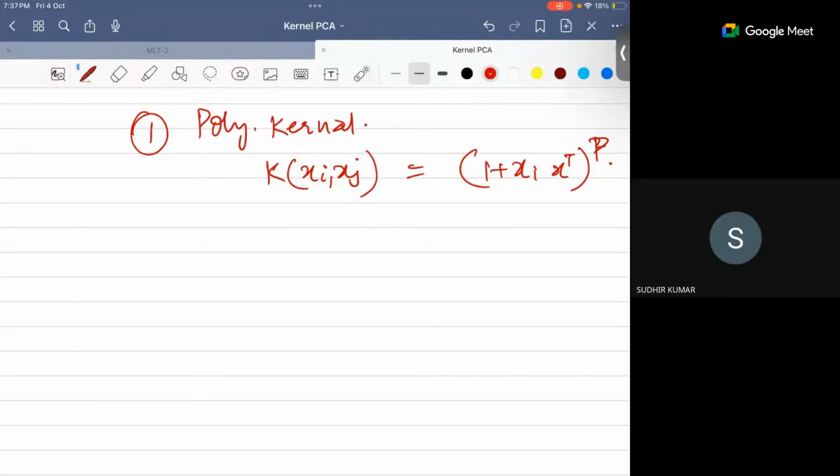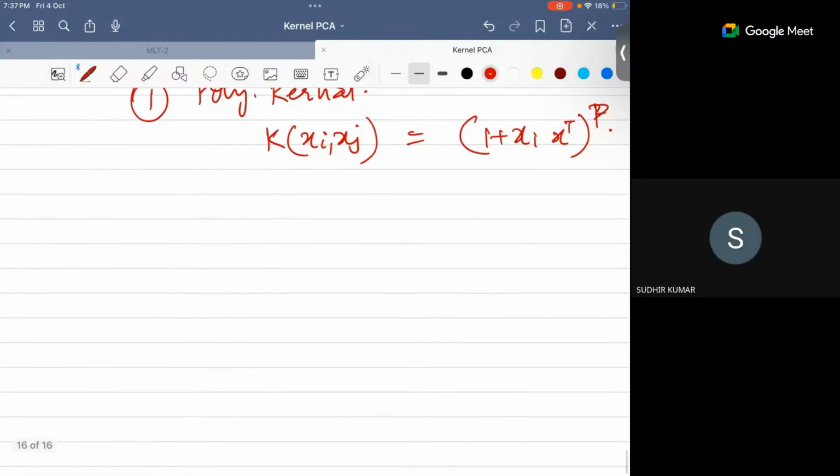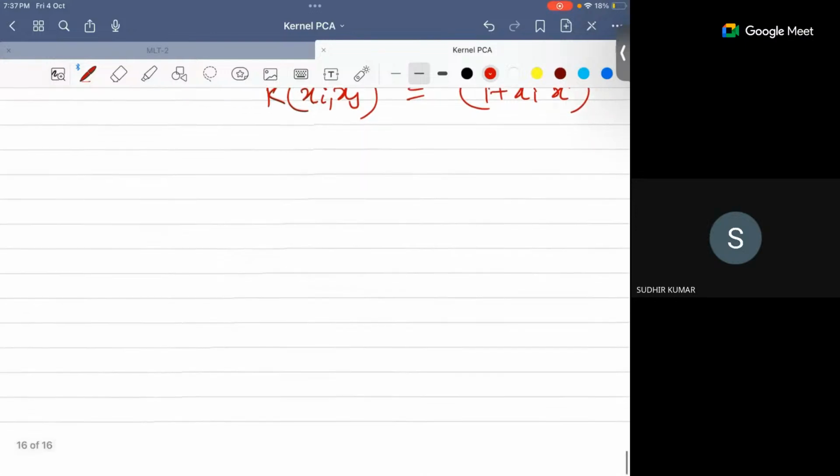Sir, how is this p decided? Yeah, p is totally hit and trial. You have to randomly give the value of p because you don't know in which dimension you will be getting some good shapes. Okay, some shapes. Yeah, correct. So that you don't know.